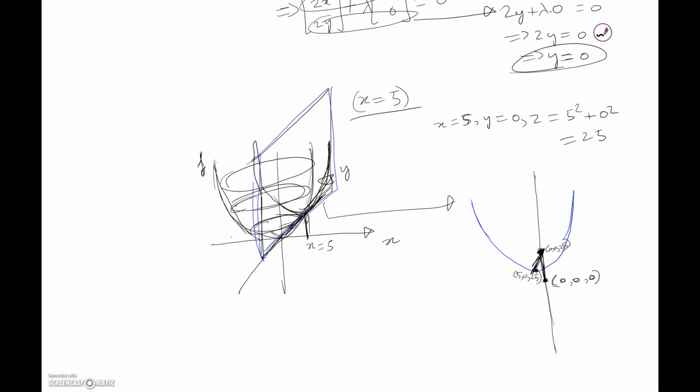Now let's go further up the z-axis to a point higher than z equal to 25, and x and y are still 0 because it's the z-axis. And let's draw another plane parallel to the xy plane, which is going to intersect the parabola at these 2 points.